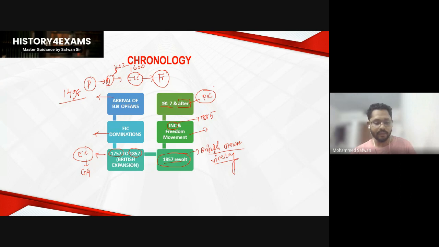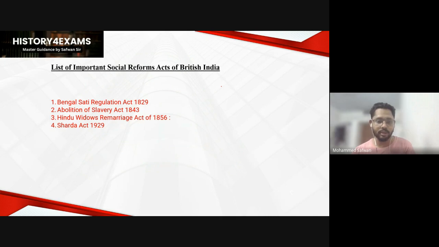And today, as I mentioned earlier, we are going to discuss some of the very important social legislations by the British in India. We are going to discuss some social reform acts. Most of the topics you might know, but for your examination, you should make some extra effort and gain extra knowledge from these areas. We are focusing on such information.